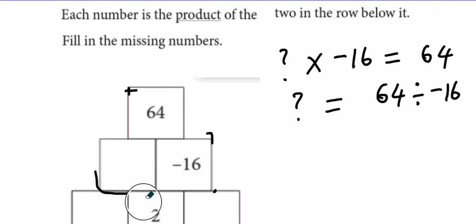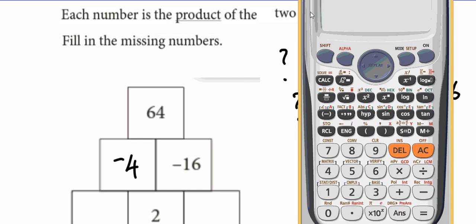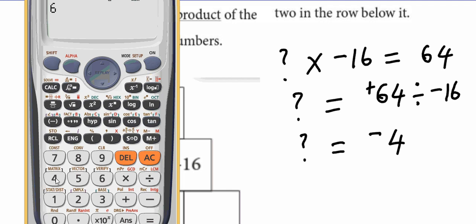So let us see what is 64 divided by negative 16. Positive divided by negative, the answer is negative. 64 divided by 16, the answer is 4. So the missing number over here is negative 4. Or you can pull out your calculator and do the calculations. We have 64 divided by negative 16. The answer will be negative 4. So we are correct.